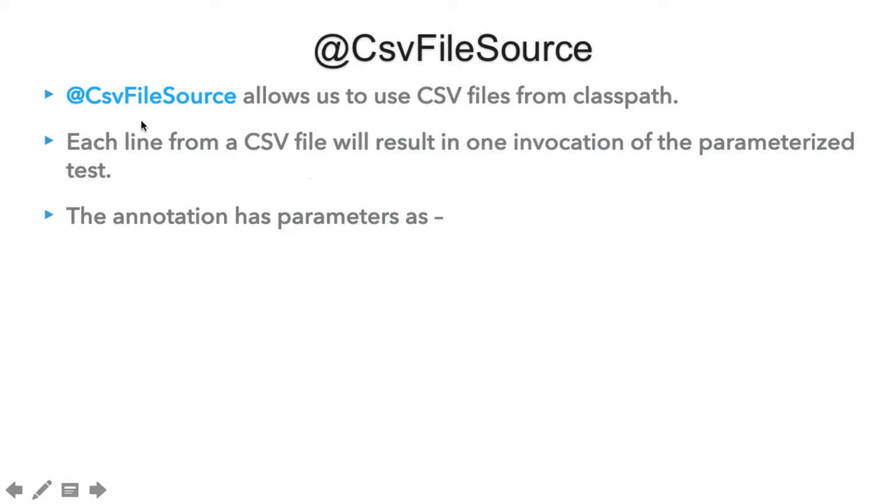So here, the @CsvFileSource annotation has a few parameters. One is resources, and here we provide the path to the CSV file, so that the @CsvFileSource annotation comes to know from which CSV file it needs to read the input values.